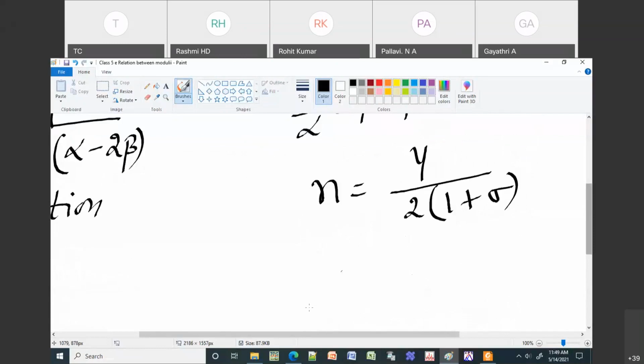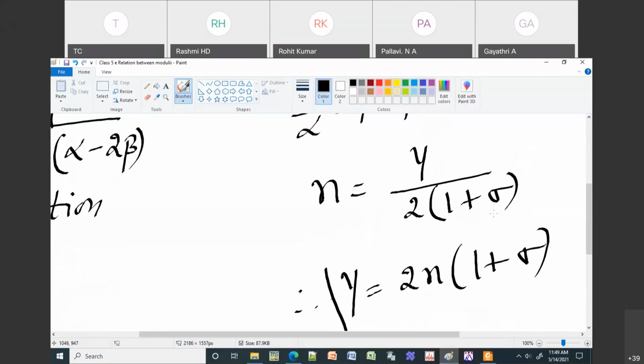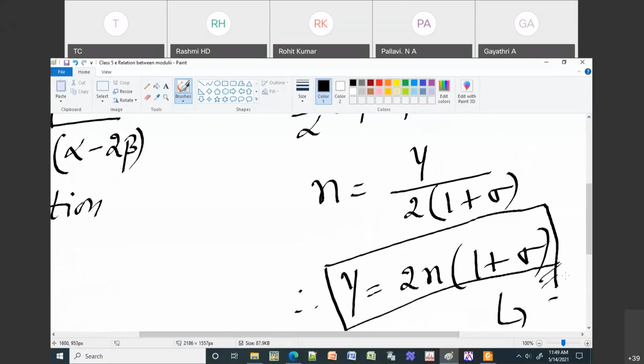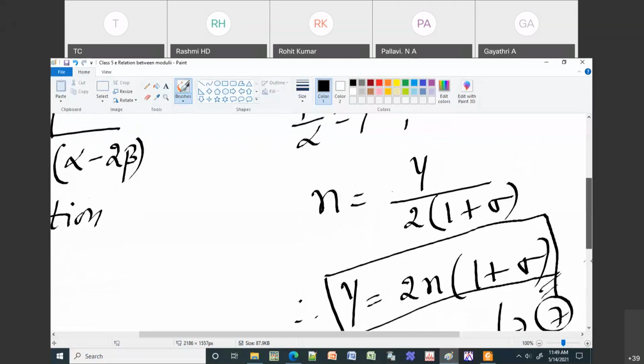So therefore if I keep y on one side, we'll have y equals 2n into 1 plus sigma. This is your relation between y, n and sigma. You can call this equation number 7 or 8, whatever it is. So this is the equation that gives a relation between y, n and sigma.